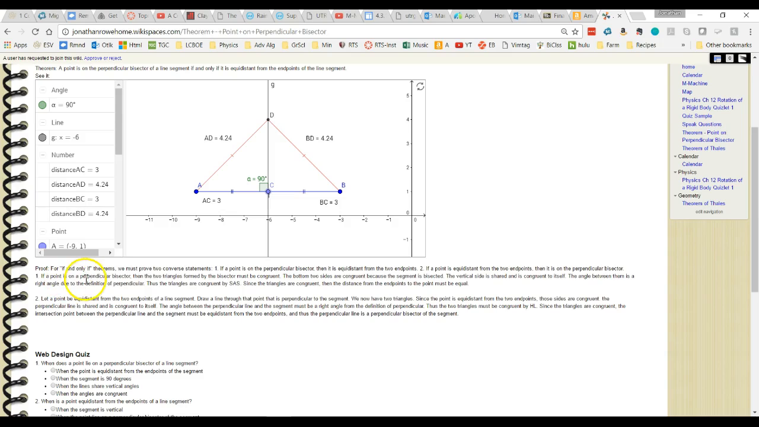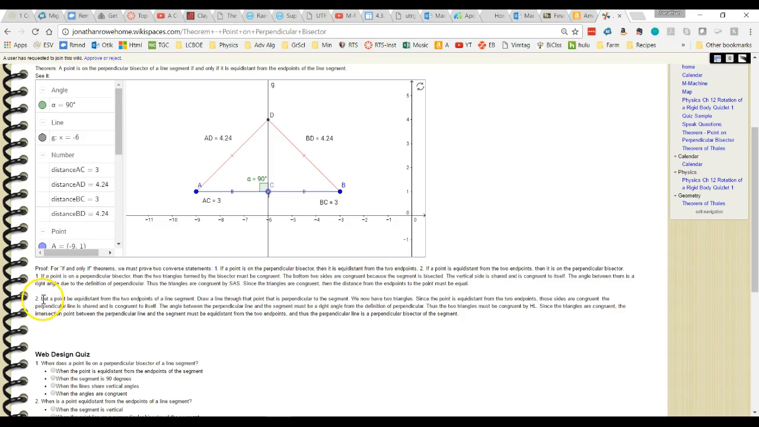For going one way, if a point is on a perpendicular bisector, then the two triangles formed by the bisector must be congruent. And here's how. The bottom two sides are congruent because the segment is bisected. The vertical side is shared and is thus congruent to itself. The angle between them is a right angle due to the definition of perpendicular. Thus, the triangles are congruent by side angle side. Since the triangles are congruent, then the distance from the endpoints to the point on the bisector must also be equal. So we've proven it one way.